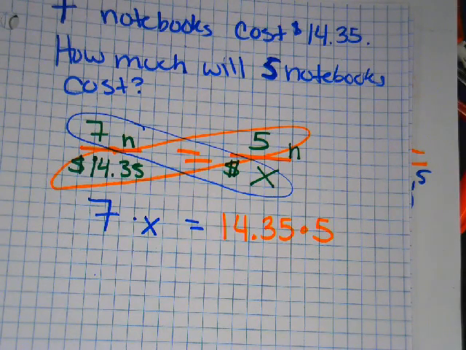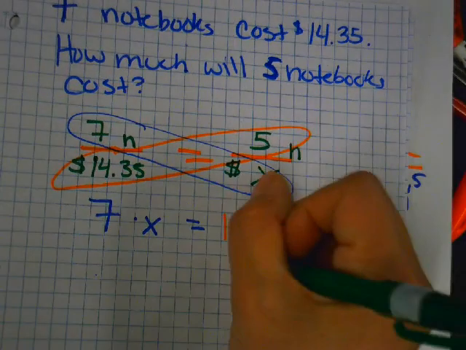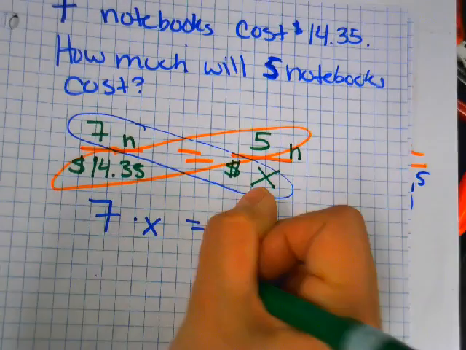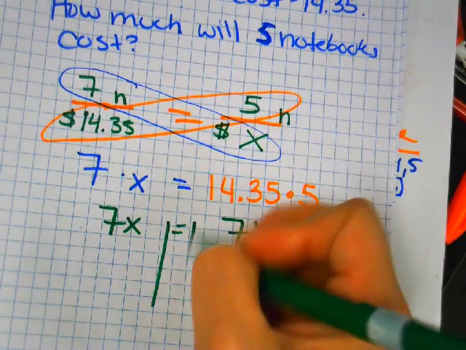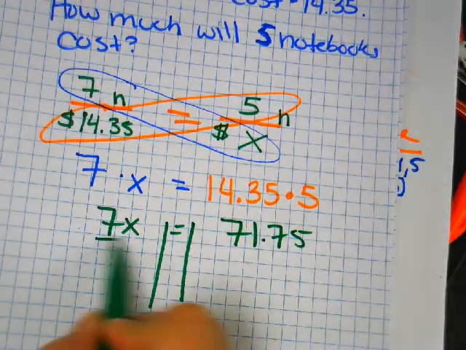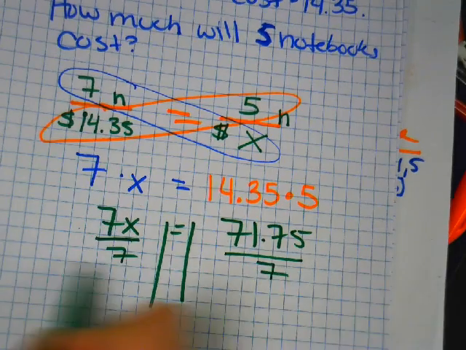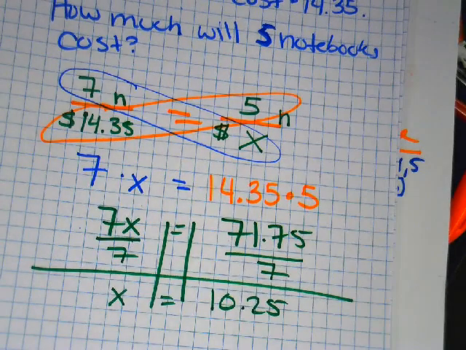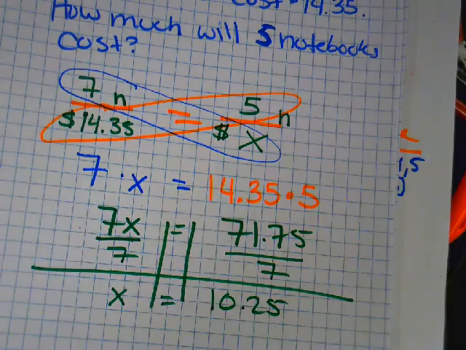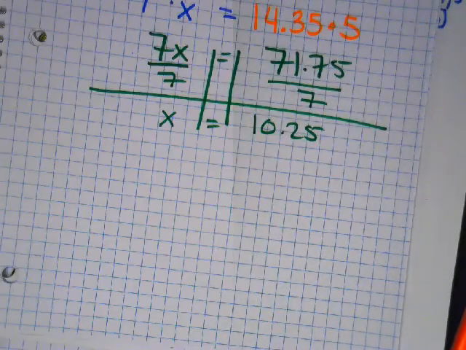71.75? Can someone confirm that? Yeah. All right. Now what do I do? So now it's like drawing your bars. I need to get x by itself, so I divide by 7. Divide by 7. 10.25. What does it mean in the context of the problem?